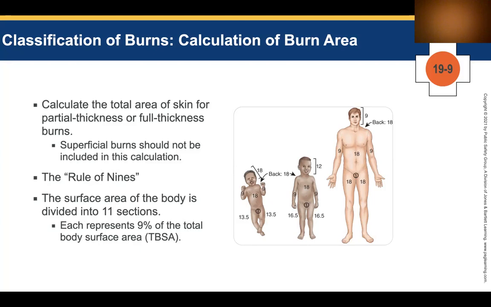Okay. The surface area of the body is divided in 11 sections. So each represents 9% total body surface area.